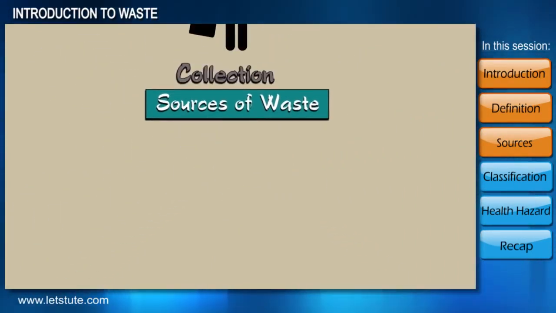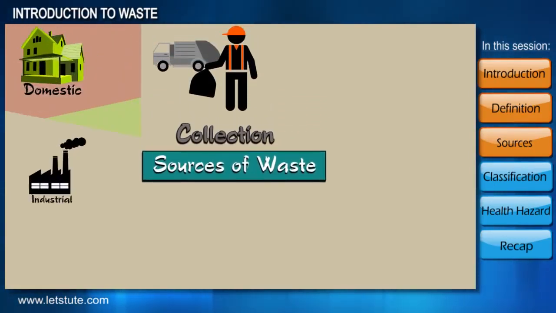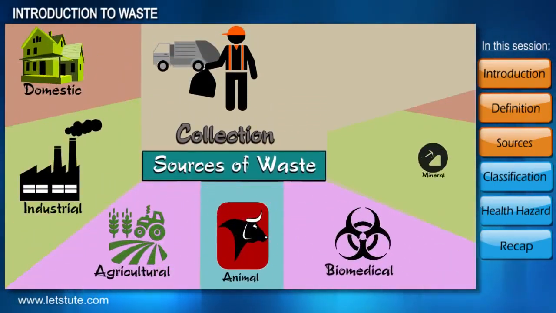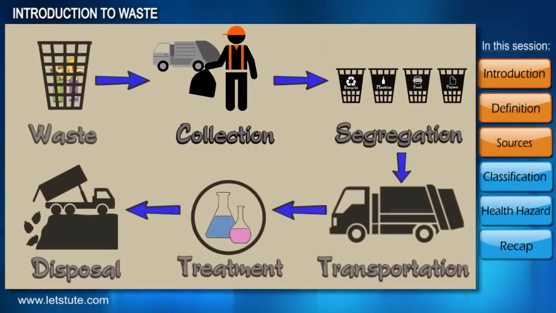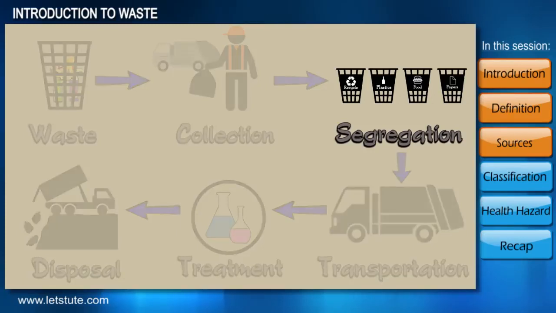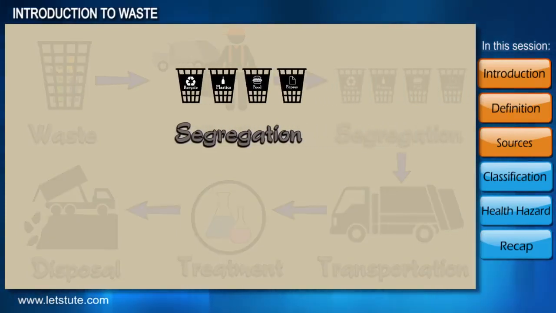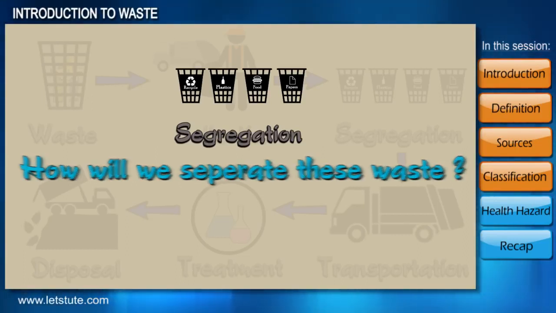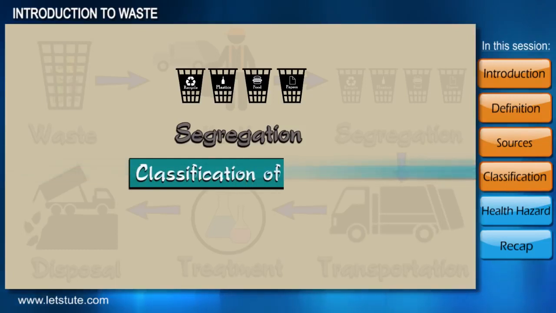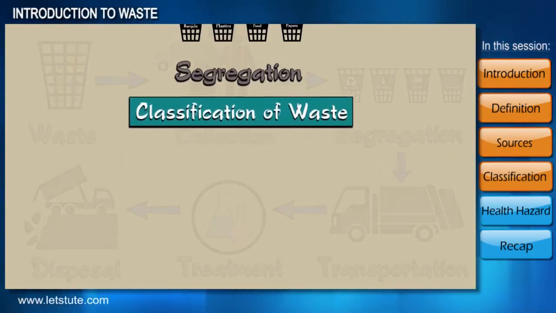Well friends, here we are done with collecting waste from all the various places of its origin. The next thing we have to do is segregate them, or say separate them. But how will we be doing that? Well, there are certain ways by which we can classify the waste. Let's look at them one by one.